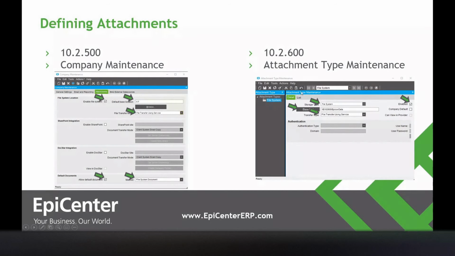Also, inside of attachment maintenance, they offer other features for the way you handle attachments. If you want to link them to a Google Drive, or link them to a Dropbox, those are some of the new features that .600 allows you to do with attachments.